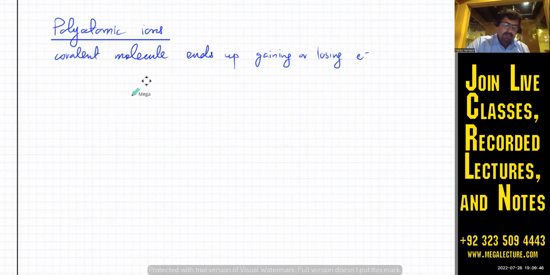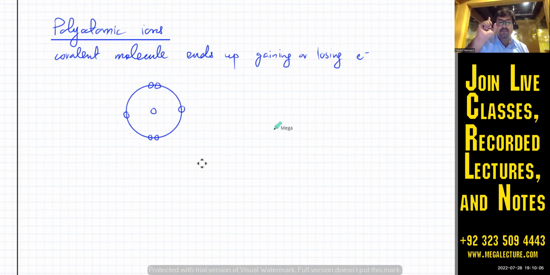A covalent molecule is between nonmetals. So here is oxygen, a nonmetal, group 6. Group 6 means it's got 6 electrons in its outer shell. The group number tells you the number of electrons in the outer shell. Now, what is the property of nonmetals? They always try to gain electrons.